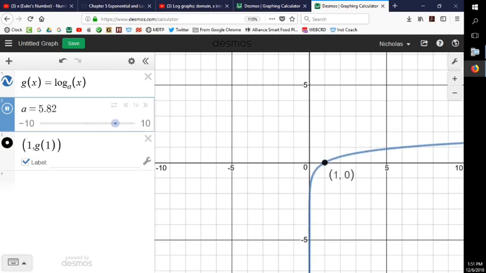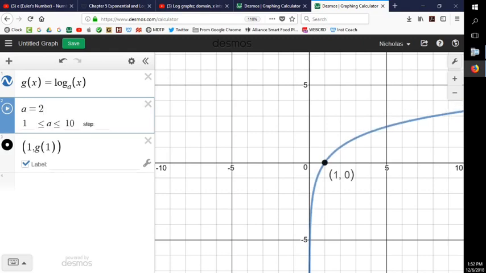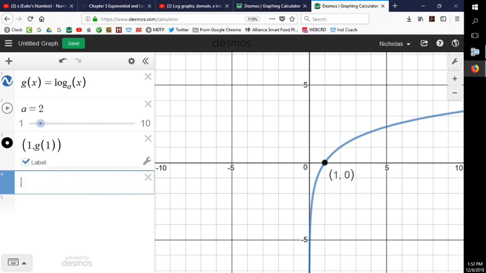Okay, what's happening to my curve? Whoa. There we go, I fixed it. The base can't be negative right here, so I'm making it go from 1 to 10. Here's my log. Notice that the point is always (1, 0). Why is it always (1, 0)? There's always a (1, 0) on log functions regardless of the base because, well, think about the exponential function 2 to the x power.